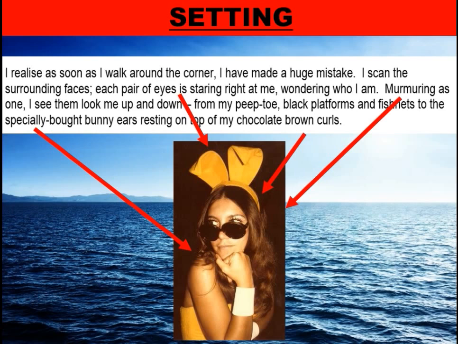Probably straight away we know this is a woman, but probably chocolate brown curls also shows the reader we're maybe thinking about a teenage girl. The fact here that it's also bunny ears probably is going to show the reader that either it's Easter or this is a fancy dress party, and for some reason this woman is dressed in the incorrect way.